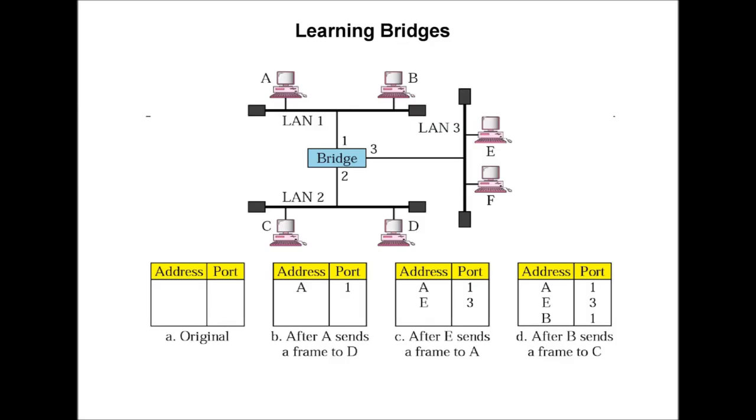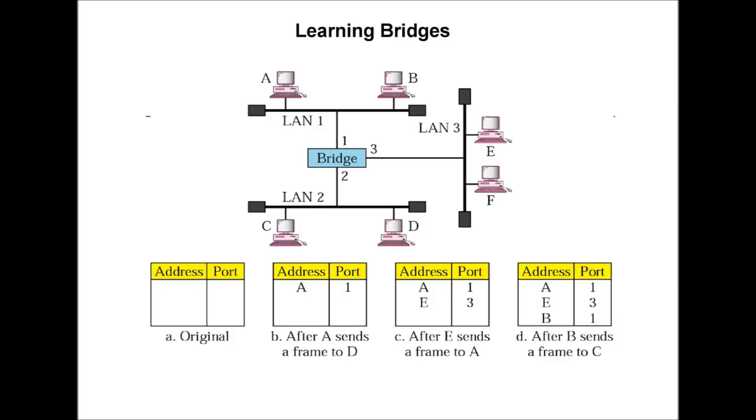In the four tables, A, B, C, D, you can observe the learning process. In table A, the table is empty. This is the original bridge table, in which there is no entry of MAC address and no entry of port number. In B, you can see after A sends a frame to D, the physical address of A will be recorded by the bridge in its bridging table.